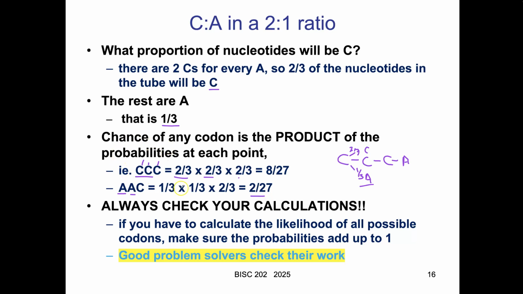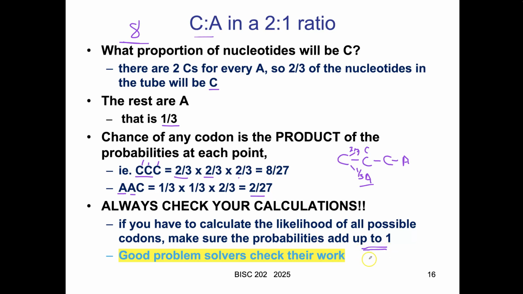And so if you are ever asked to calculate the probability of every single different possible codon, if you have two different nucleotides, you have 8 possible codons total. So you should know that there should be 8 in total. And then when you do finish your calculation and you add them up, they should add up to 1, if you've done it correctly.